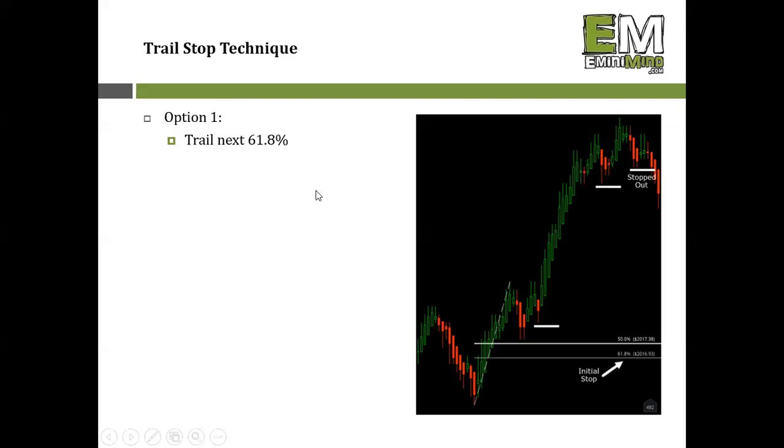So the first way is to trail behind the next 61.8. You could just draw up the next retracement in the trend and put your stop behind the 61.8. And then if we continue to trend and continue to go in the direction that I'm in, in this case long, then I like to just trail the swing lows as we're moving up. You can just continue to trail swings all the way. You can do this on a daily chart, intraday chart.